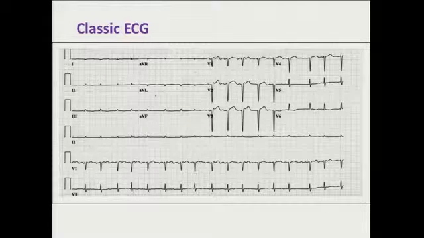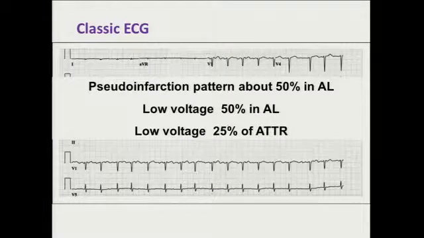The classic EKG with low voltage in the limb leads and pseudoinfarct pattern in the precordial leads is only seen in 50% of patients with AL and only a quarter of patients with transthyretin amyloidosis. So the absence of low voltage should not dissuade you from moving forward with a workup. And in fact, in one study, 7% actually met LVH criteria with TTR.